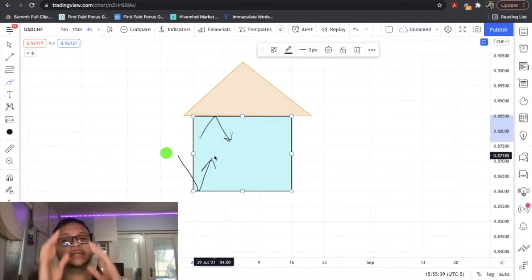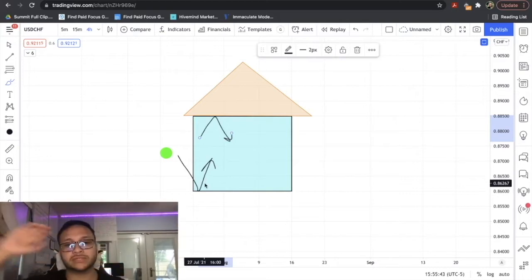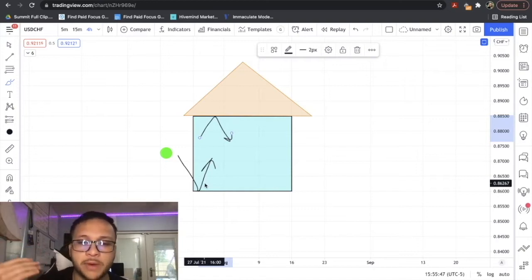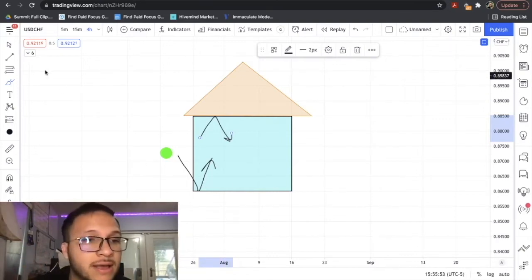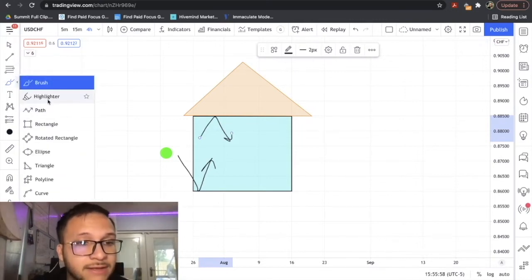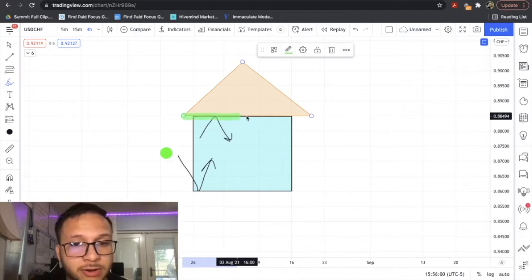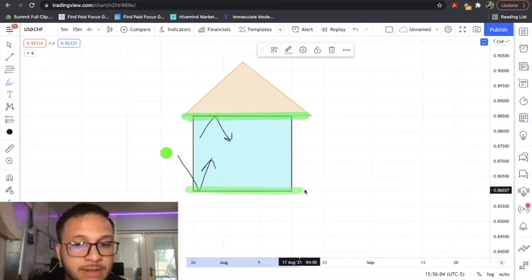And this is literally how the market works. The market doesn't move sideways, doesn't move backwards. The market just moves up and down. So how do you make money in the market? You make money in the market by finding where these points right here are, the points where the market bounces from.